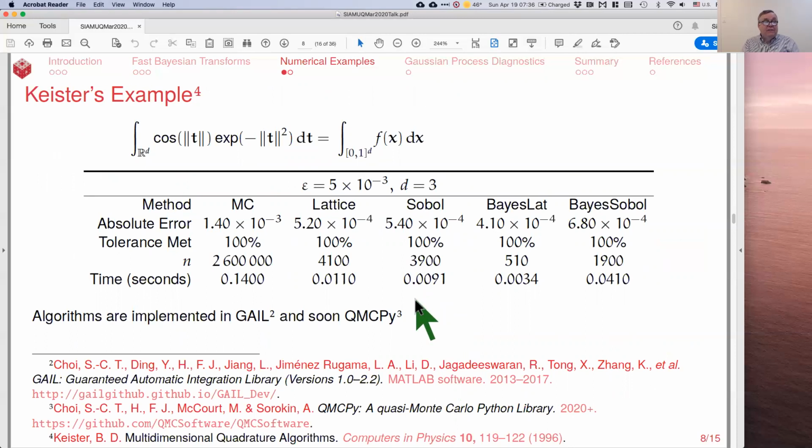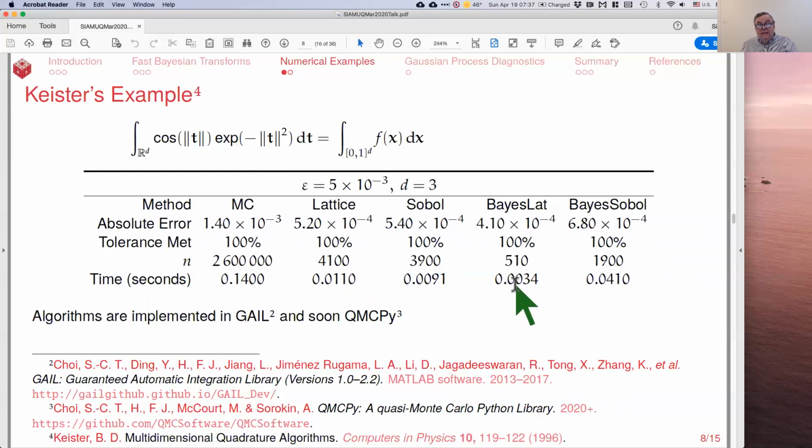So let's look at some examples. Here's Keister's example. This is an integral over all of Rd. You can transform it into an integral on the unit cube. If we use an adaptive Monte Carlo algorithm, it takes 0.14 seconds. It takes 2 million samples. If we use some other algorithms based on lattice sampling and Sobol sampling, but that are not Bayesian, you can see it's a big speed up.